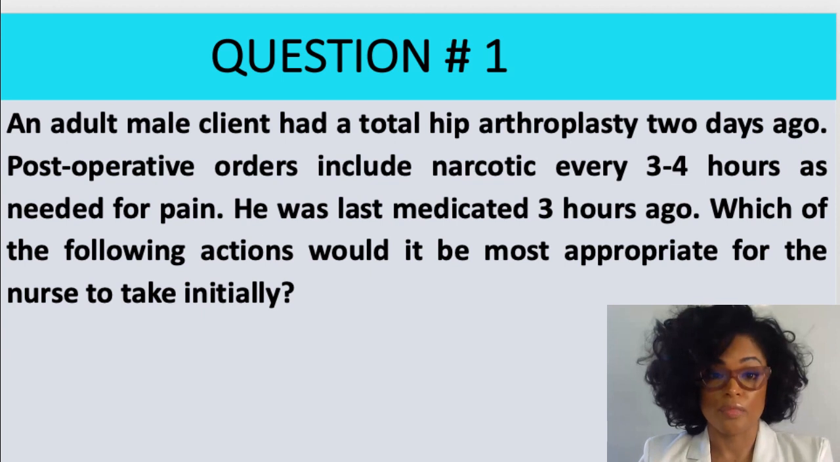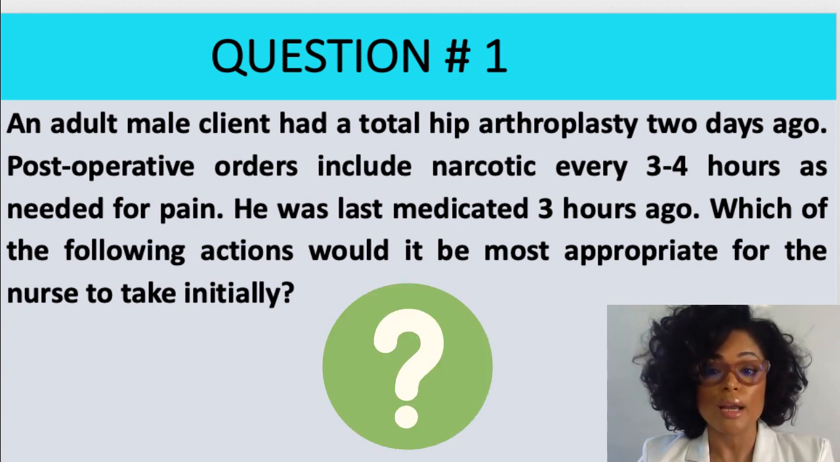Question number 1. An adult male client had a total hip arthroplasty 2 days ago. Post-operative orders include narcotic every 3 to 4 hours as needed for pain. He was last medicated 3 hours ago. Which one of the following actions would it be most appropriate for the nurse to take initially?